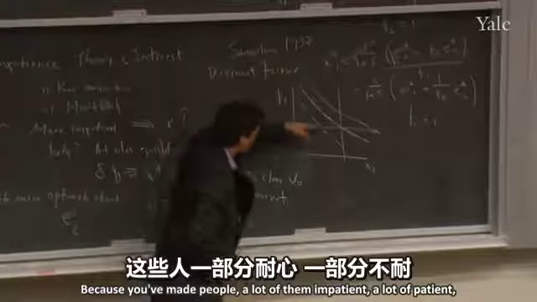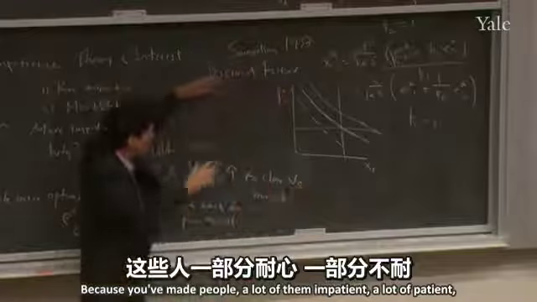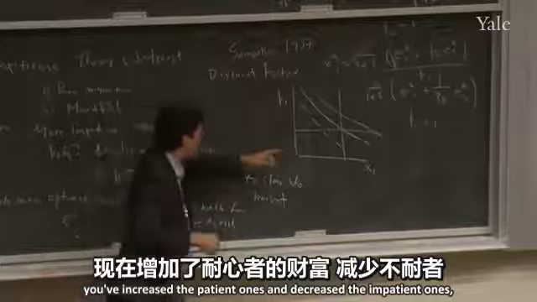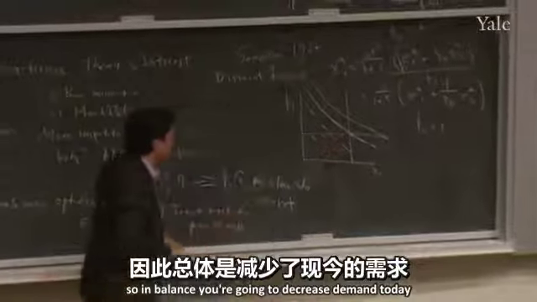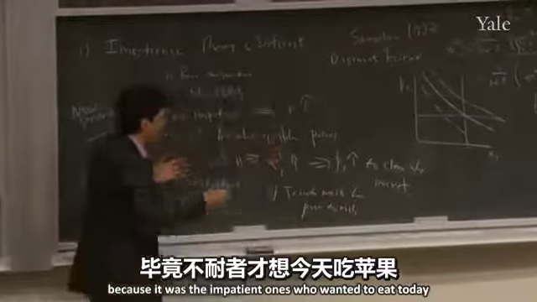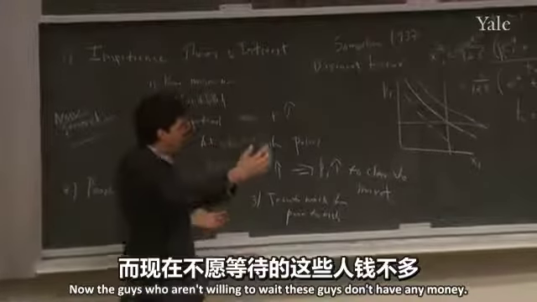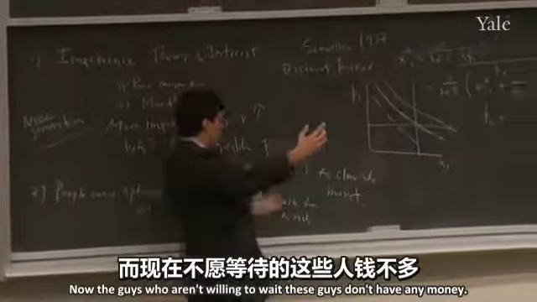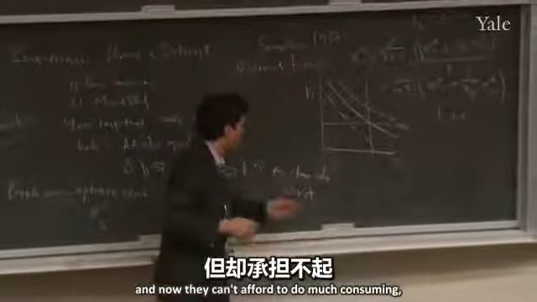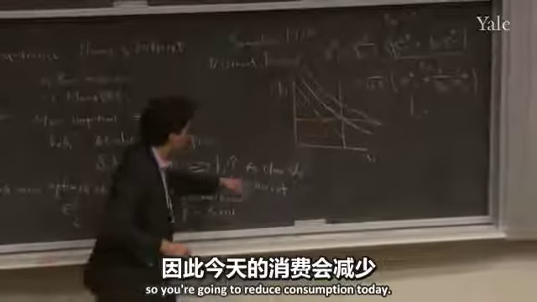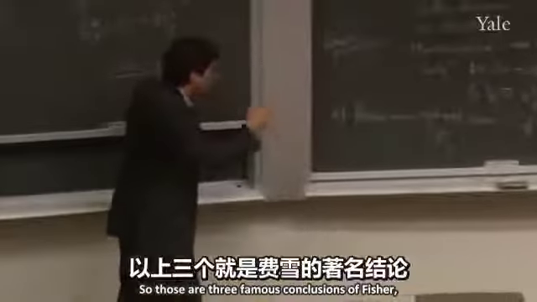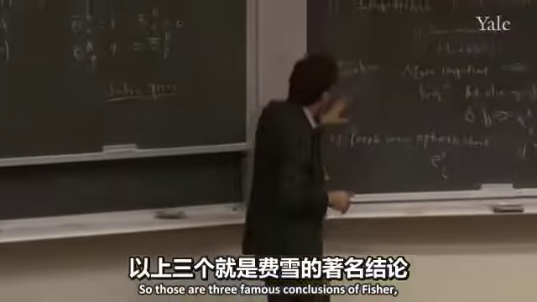Because you've made a lot of people impatient, a lot of them patient. You've increased the patient ones and the impatient ones, so in balance you're going to decrease demand today, because it was the impatient ones who wanted to eat today, and the other guys were willing to wait. Now the guys who are willing to wait, these guys don't have any money. They're the ones doing all the consuming today, and now can't afford to do much consuming. So you're going to reduce consumption today. So to get the market to clear again, you have to lower the interest rate this time. Okay, so those are three famous conclusions of Fisher.